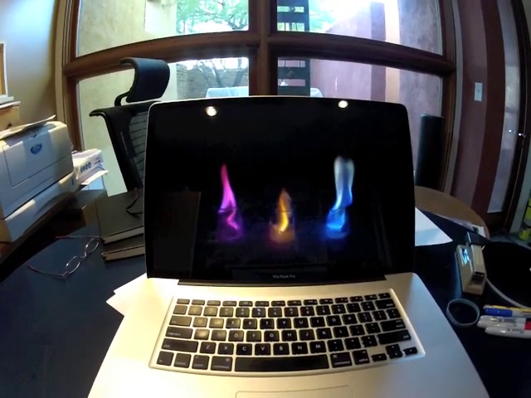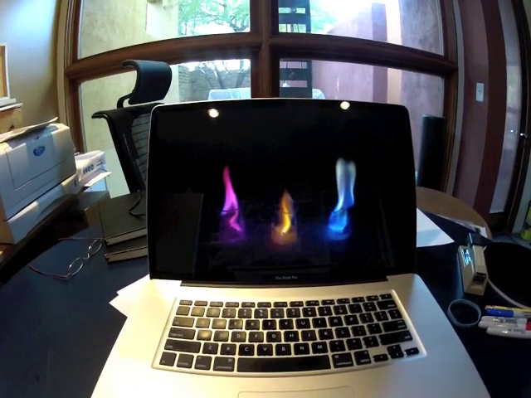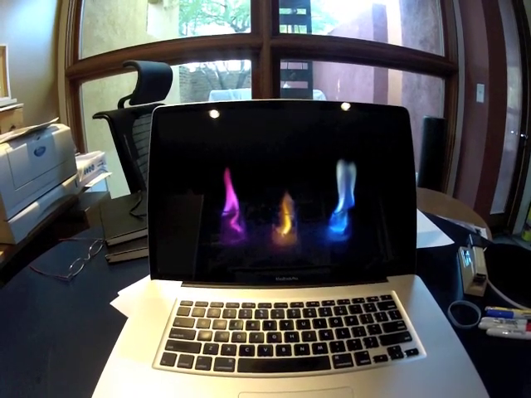This is lithium when it's energized. The orange flame in the middle is sodium, and the sort of silver greenish flame on the right is barium.